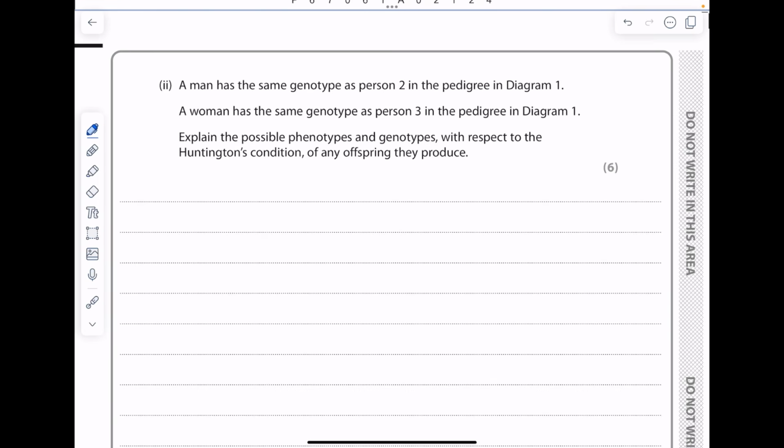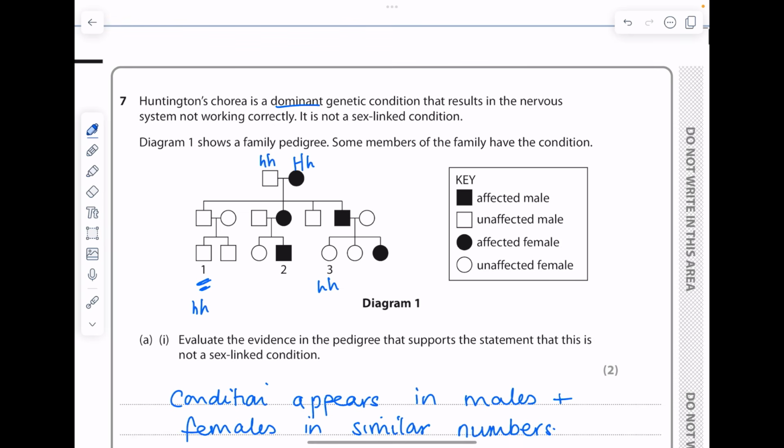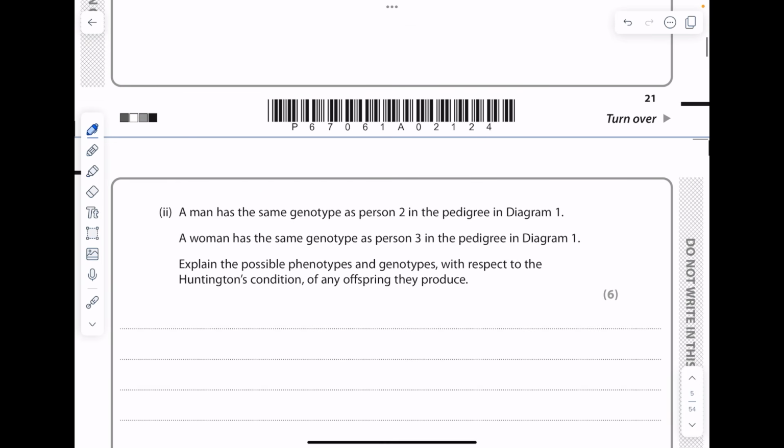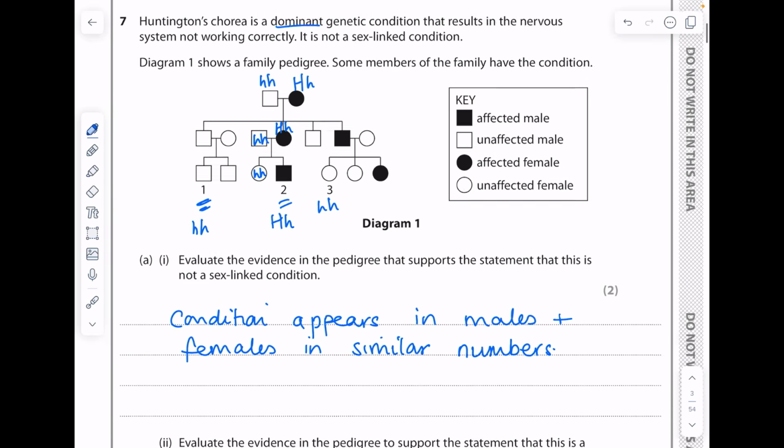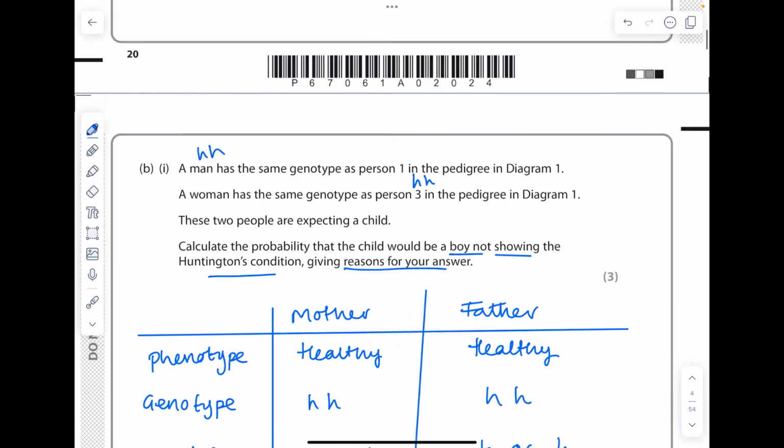A man has the same genotype as person 2. Right, so we are looking at this person down here. We need to work backwards. We know that this man up here must be lowercase h, lowercase h. This girl down here must be lowercase h, which means this woman here must be capital H, lowercase h, in order to pass on the healthy allele to this girl, but the unhealthy allele to this boy. So I can immediately discern that that is number 2's genotype, so we'll steal that. And then what about the woman that has the same genotype as person 3? I've already worked that out, it's lowercase h, lowercase h.